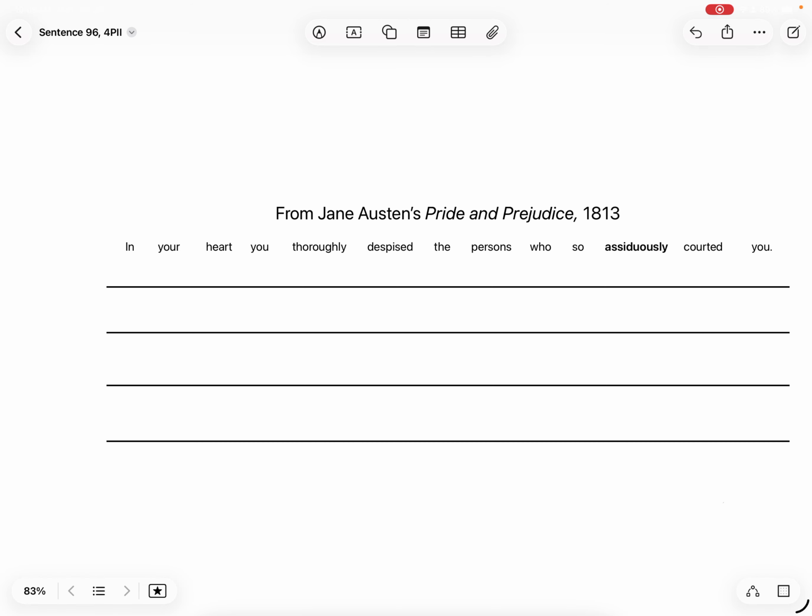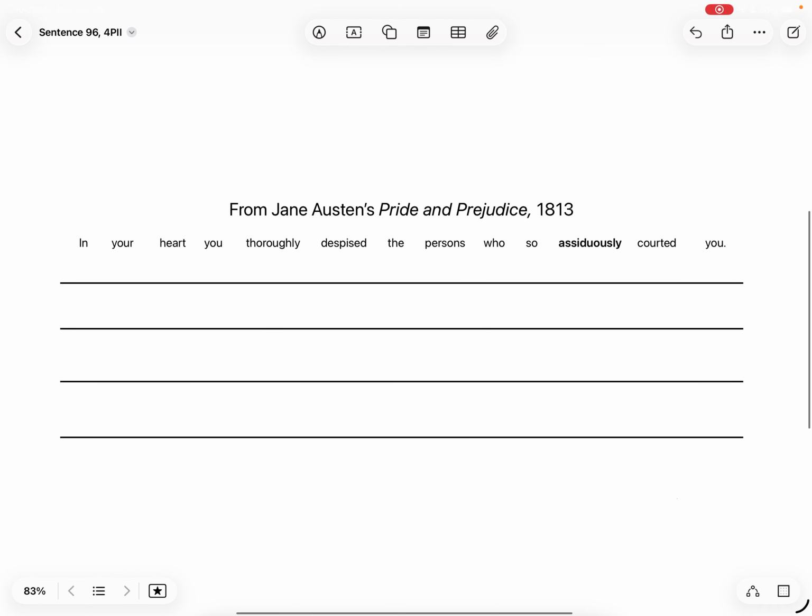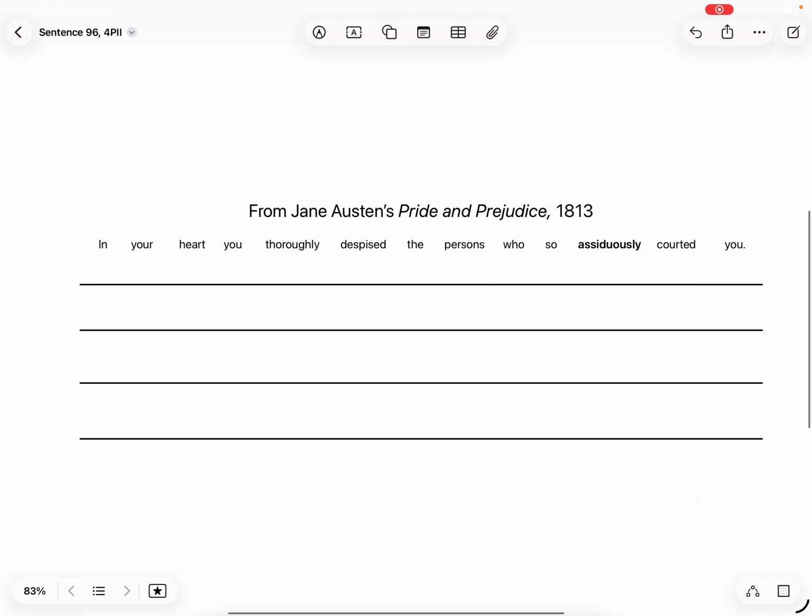In this video, we'll be diagramming the following sentence from Jane Austen's Pride and Prejudice, using the 4-level sentence diagramming and analysis method: the parts of speech, parts of sentence, phrases, and finally clauses. We're going to be walking through what each of these parts mean as we diagram the sentence and analyze it using the official terms and notation. So here's our sentence. In your heart, you thoroughly despised the persons who so assiduously courted you.